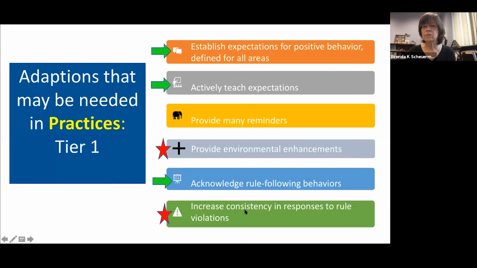And in terms of consistency in responses to rule violations, again, especially in juvenile justice programs, and to a certain extent in disciplinary alternative programs, they're pretty good at consistency in responses to major rule violations. There's less consistency, in my experience, with how they respond to minor rule violations.